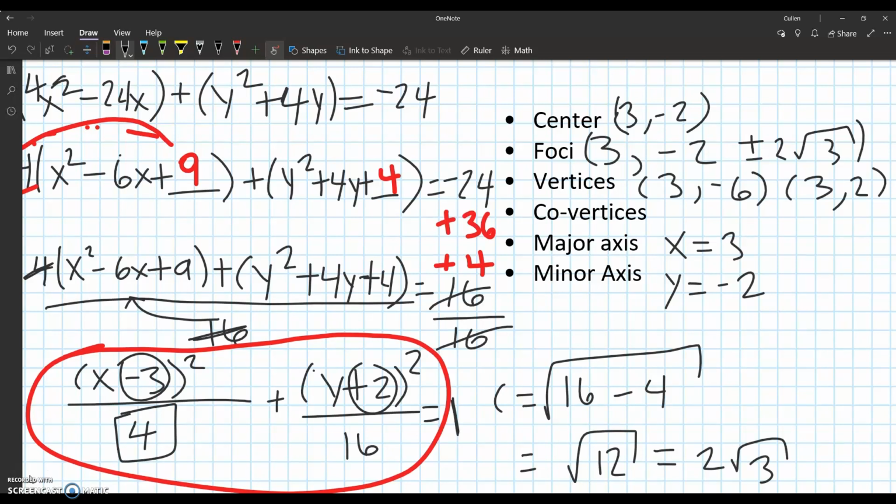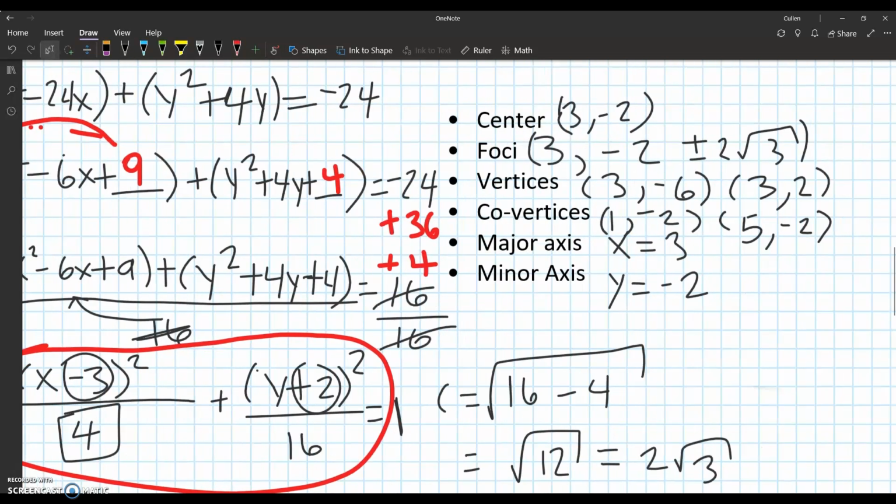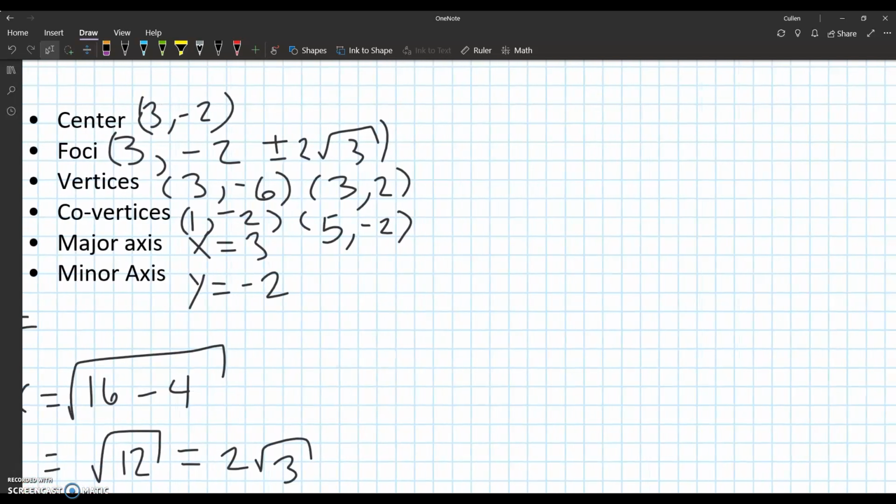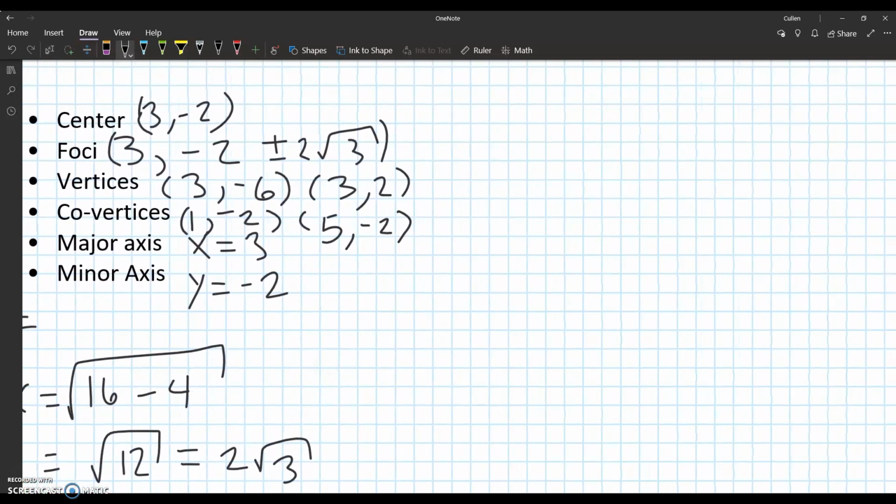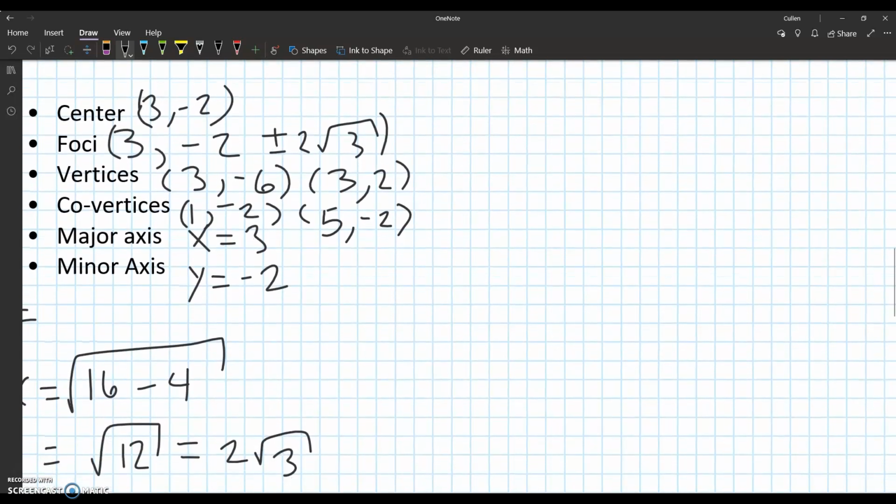And then for the co-vertices, we're going to square root what's underneath the x, and then add and subtract that from the x coordinate of the center. So square root 4, and you get 2. If you subtract 2, I guess we'll do that first, you'll get 1, -2. And then for the second one, if you add it, you'll get 5, -2. Okay? So with all that information, we can go graph this thing. And you can graph it straight from the equation if you see these things, but it'll make it a little bit easier if you use these features.